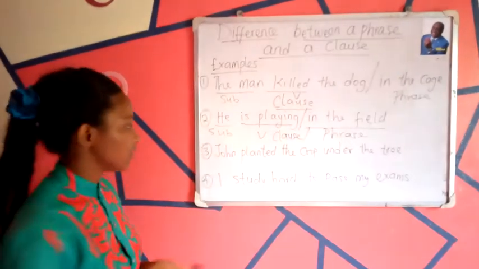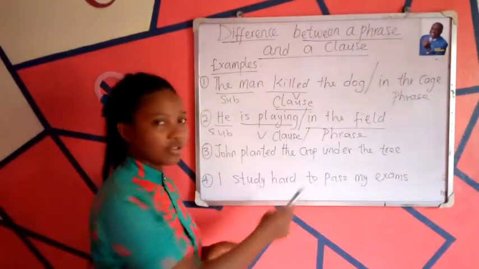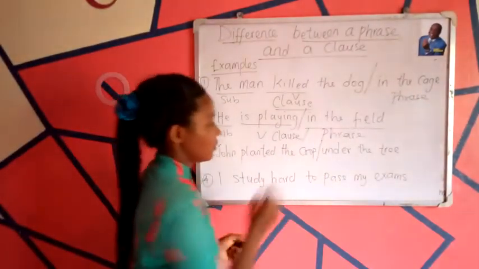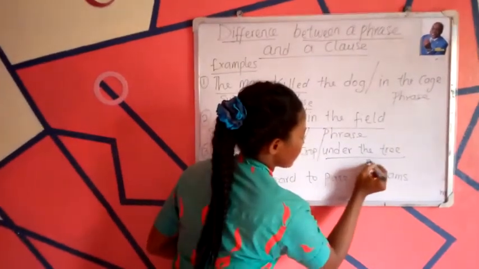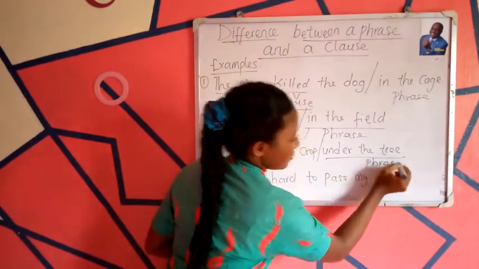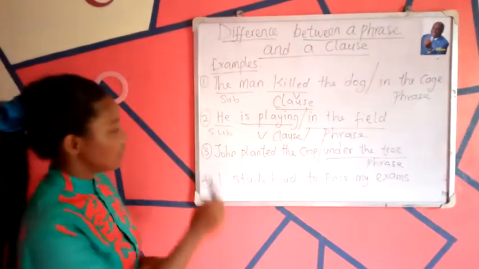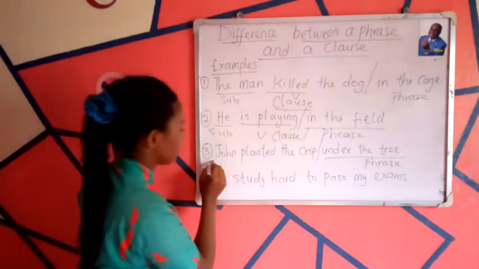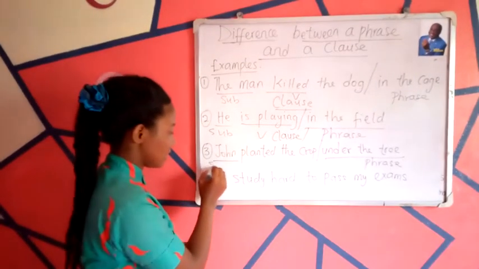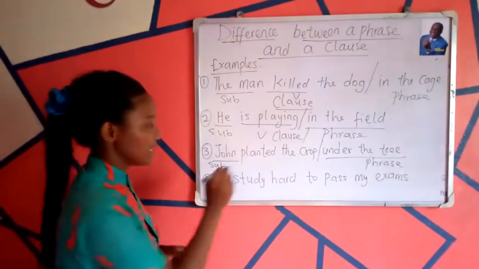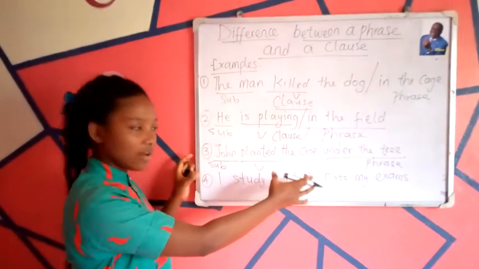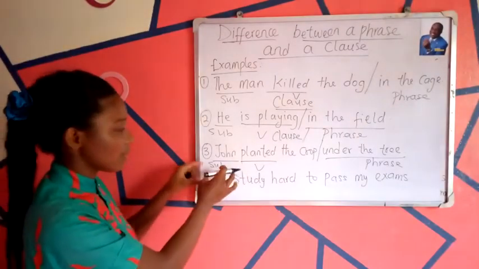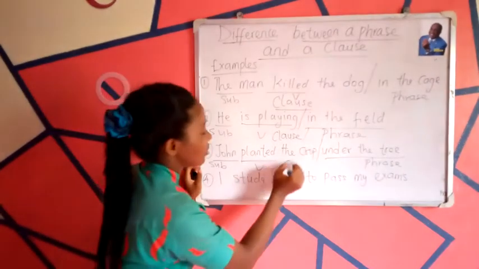Sentence number 3. John planted the crop under the tree. We divide into two again. Under the tree is a phrase. John planted the crop: John is the subject of the sentence, planted is the verb. So this part carries the subject and the verb, so it becomes the clause.